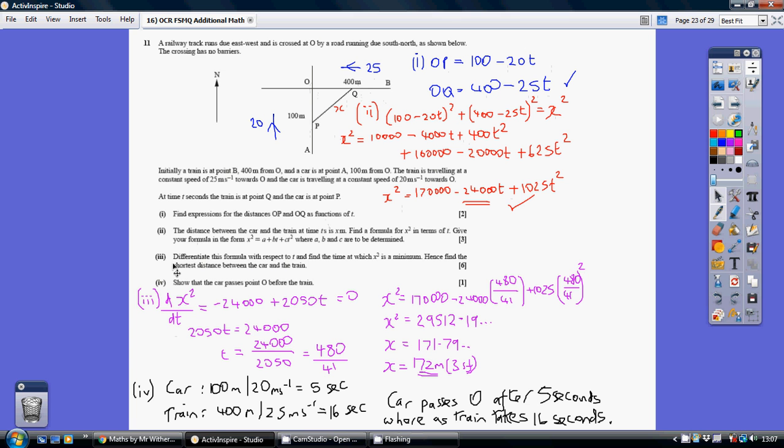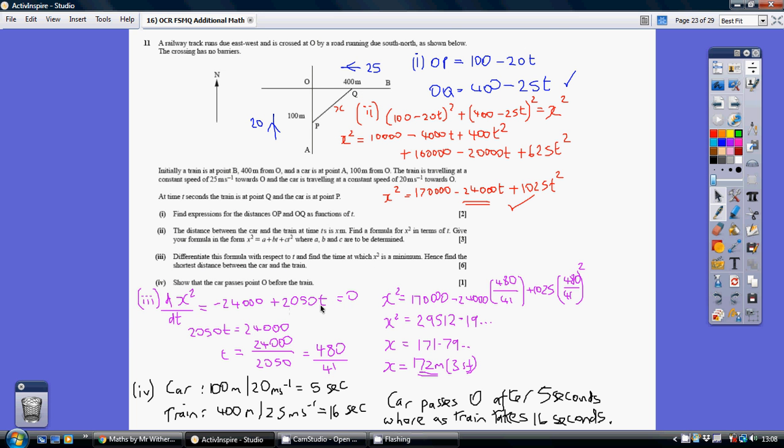Now for part 3, we're being asked to differentiate this and find the time at which x squared is a minimum. So we're going to differentiate x squared with respect to t. We get minus 24,000, and with this term here, multiplied by 2 and reduce the power by 1, we get 2050t. So our derivative is minus 24,000 plus 2050t, and at a minimum that's going to equal 0. So we're solving this equaling 0.